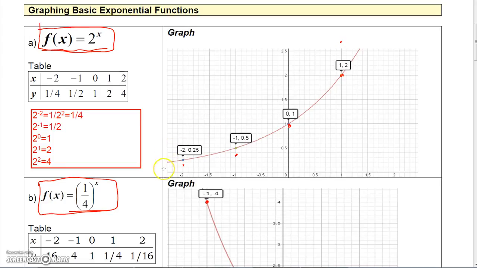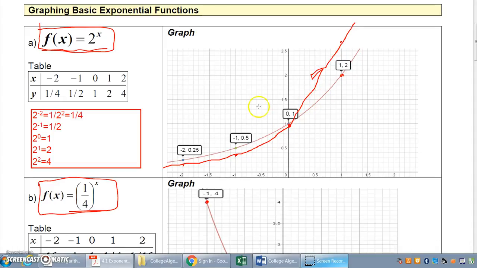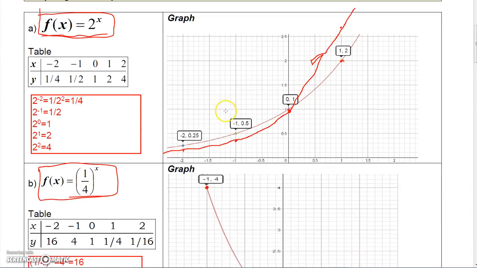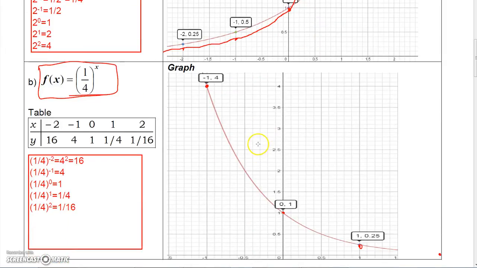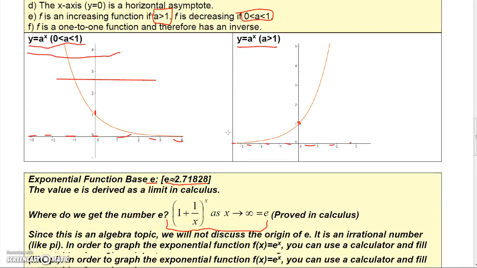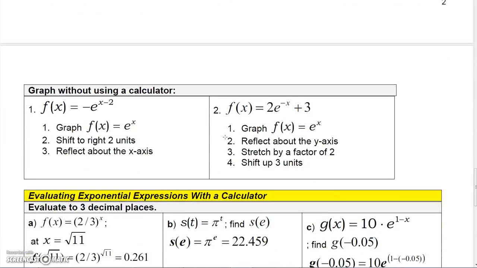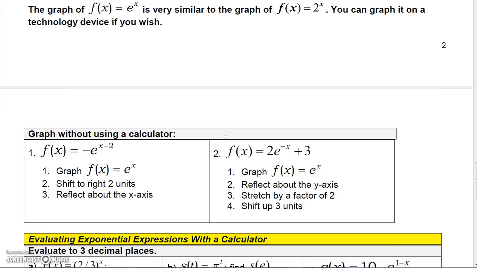So if you graph that, let's see if I can just do it free-handed here. If you graph that, it would look something like that, without the little zigzag in there. So it looks very similar to 2 to the x, and of course it should, because 2 to the x is basically just 2 to the x, where e to the x is 2.7 to the x.